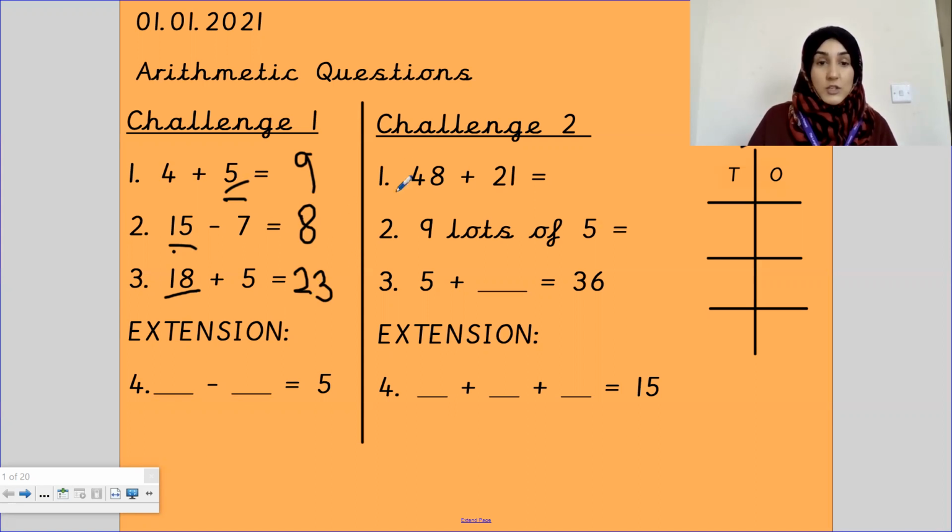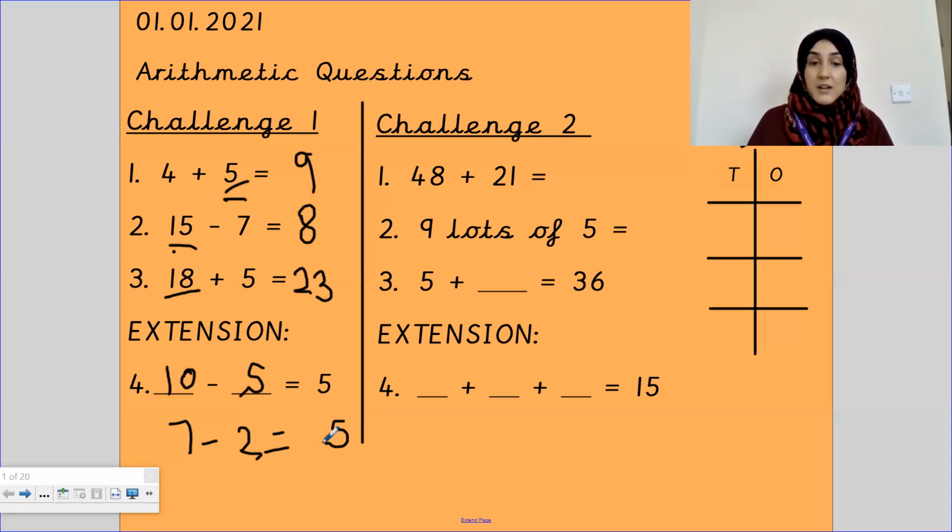And for your extension underneath, it says something take away something equals 5. So let's start with 10. 10 take away 5 equals 5. Or we could have, let's start with 7. How many do I need to take away from 7 to get to 5? Well done. 2. 7 take away 2 equals 5 as well.